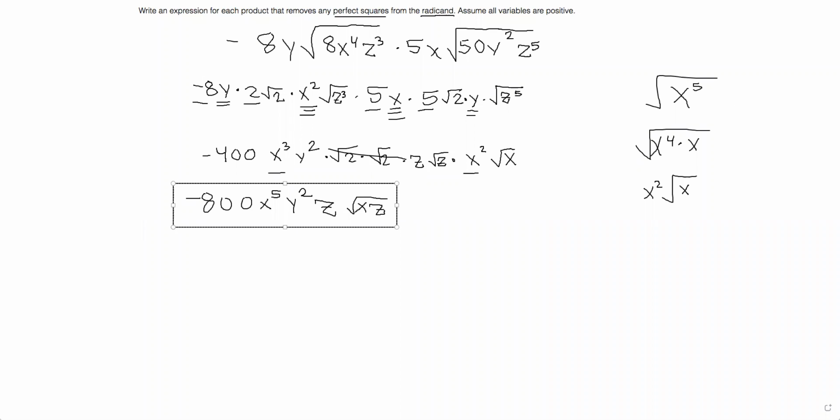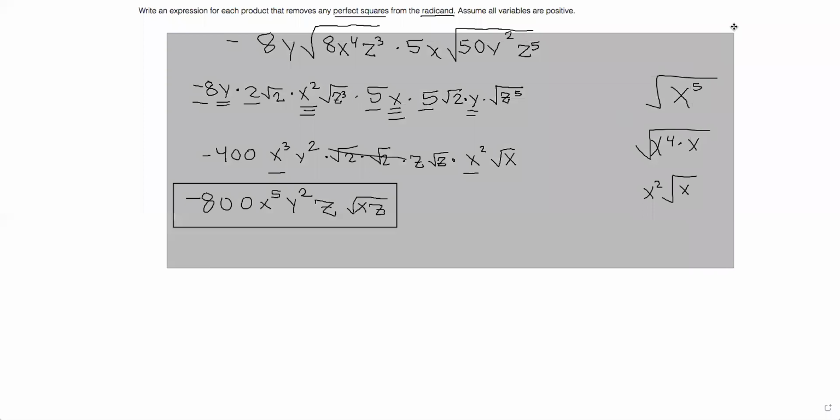All right, let's try another one. Next up, this one seems a little messy. We have 2/3 times square root of 54a cubed times b to the 4th, 54a cubed, b to the 4th under the radical. And then we have that times 12, and then another radical containing 200b to the 6th power times c to the 7th power.